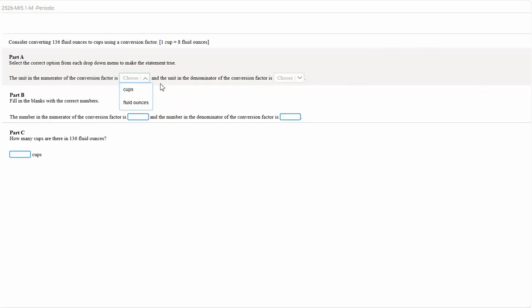So that will be your cups. Do they want it in cups? Because cups is the missing value that they're looking for. And the unit in the denominator of the conversion factor will be fluid ounces. So why do we put it in the denominator? So you can cancel it out.